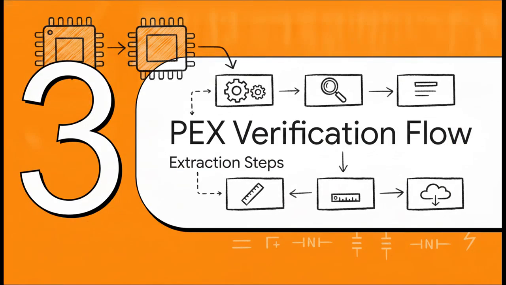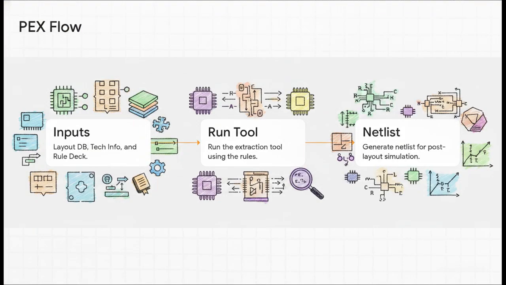All right, let's look at how we actually do this in Section 3, the PEX verification flow. The PEX flow is a very clear, step-by-step chronological process. The extraction tool doesn't just eyeball your shapes and guess. First, it takes your layout database, like your GDS or Virtuoso file. But crucially, it combines that with highly specific technology information. See, the tool can't just look at a flat 2D shape and guess its capacitance. It needs the tech info to know the exact 3D vertical thickness of the metals and the precise dielectric constant of the insulator used in that specific fab.